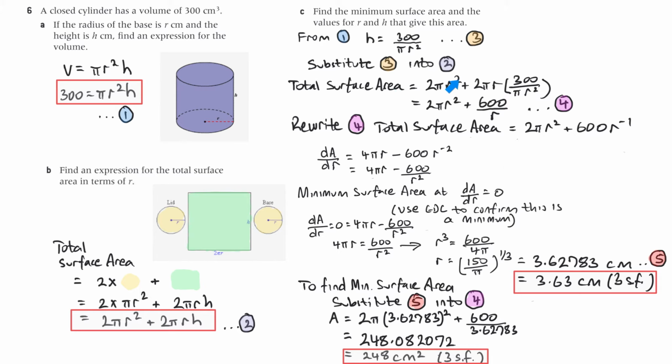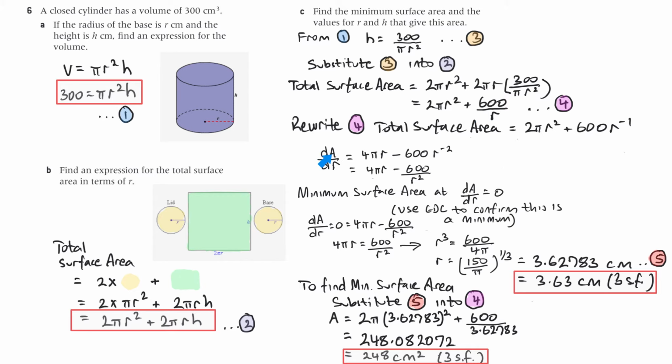Total surface area is 2 pi r squared plus 2 pi r times 300 on pi r squared. So I've substituted that in there for h. And that becomes 2 pi r squared plus 600 on r. Okay, let's rewrite 4 into this form here because it's easier to take the derivative. So we've got the total surface area is 2 pi r squared plus 600 times r to the minus 1, which is exactly what that is, just rewritten.